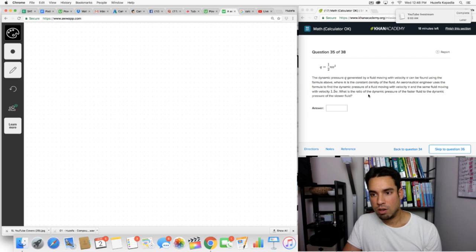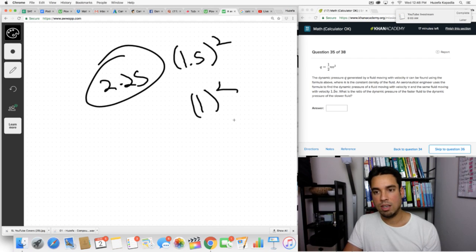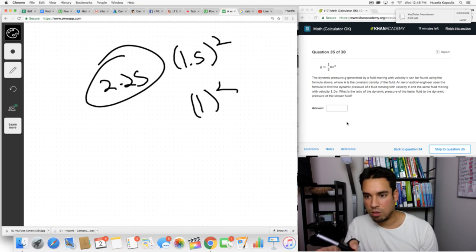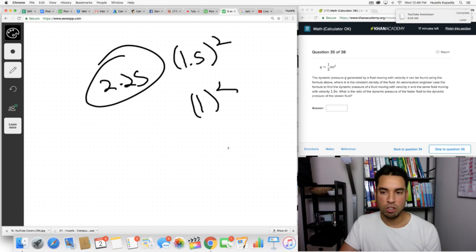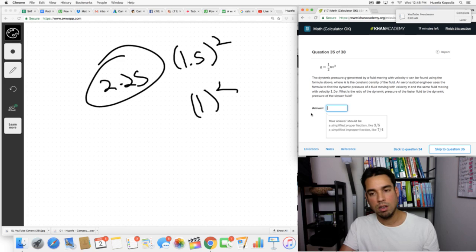Okay, so all that's happening is that the V value in one has an additional 1.5 squared, and the other one is just 1 squared. What's 1.5 squared? You can use your calculator, it's 2.25. And the other one just stays 1. So it's 2.25 to 1. We say the dynamic pressure of the faster to the slower, so there's more pressure. If they said the other way around, it'd be 1 over 2.25. So this is just 2.25 over 1.